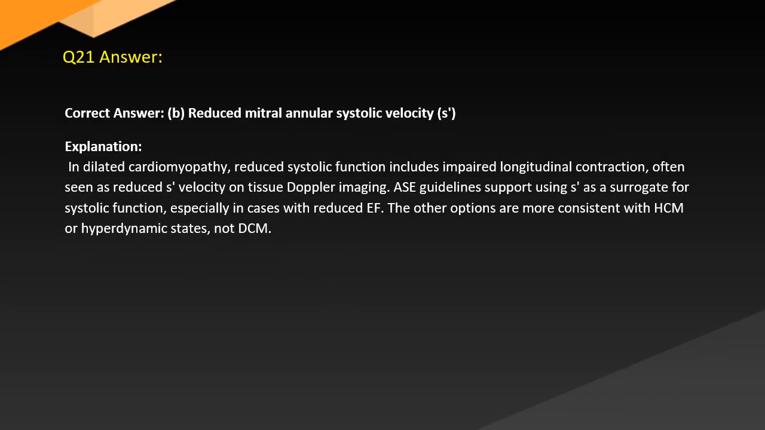Answer. Correct answer: B. Reduced mitral annular systolic velocity. Explanation. In dilated cardiomyopathy, reduced systolic function includes impaired longitudinal contraction, often seen as reduced S' velocity on tissue Doppler imaging. ASE guidelines support using S' as a surrogate for systolic function, especially in cases with reduced EF. The other options are more consistent with HCM or hyperdynamic states and not DCM.